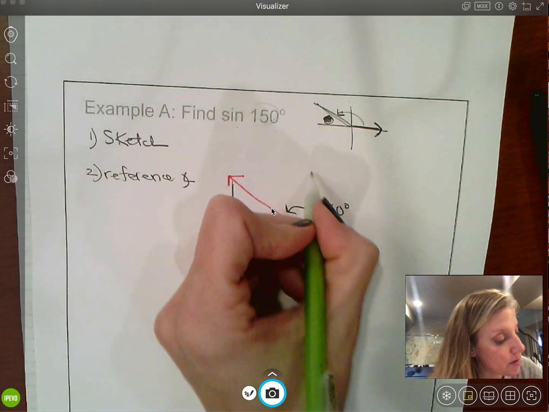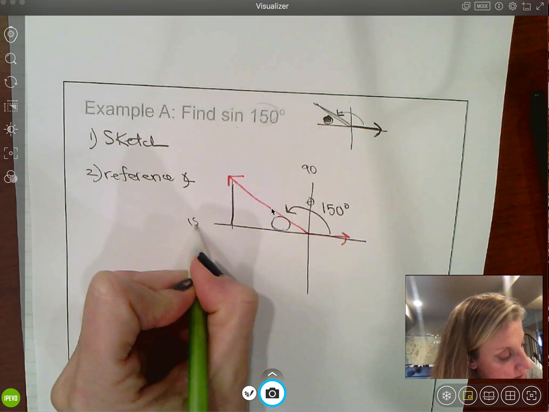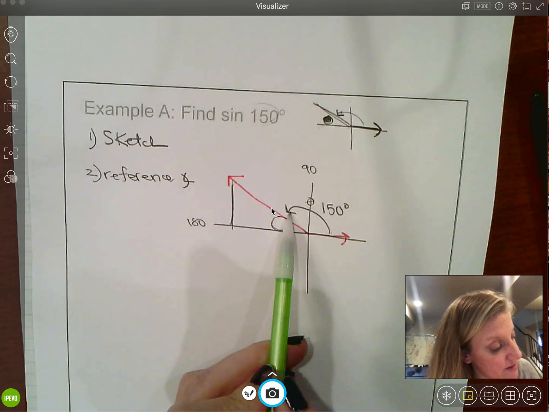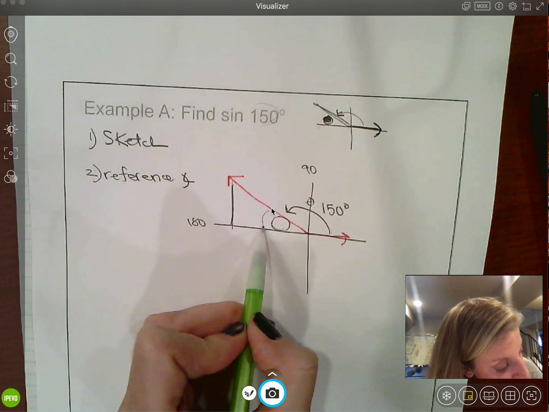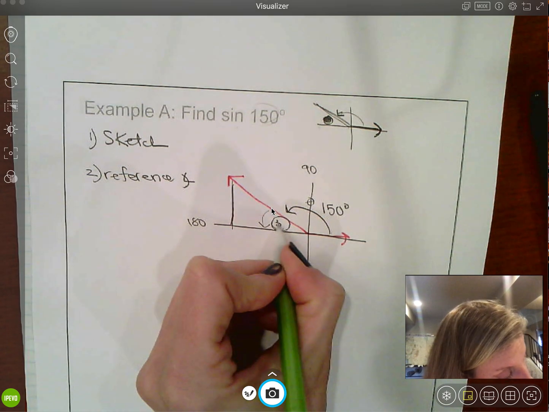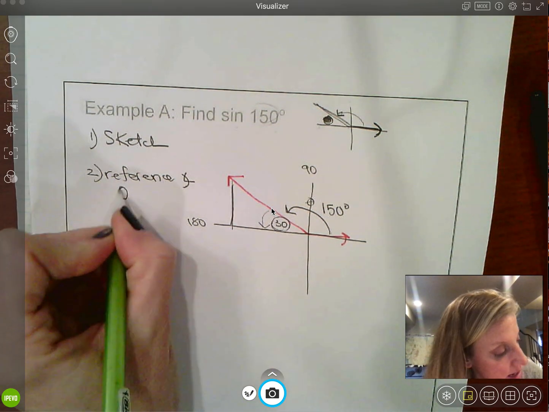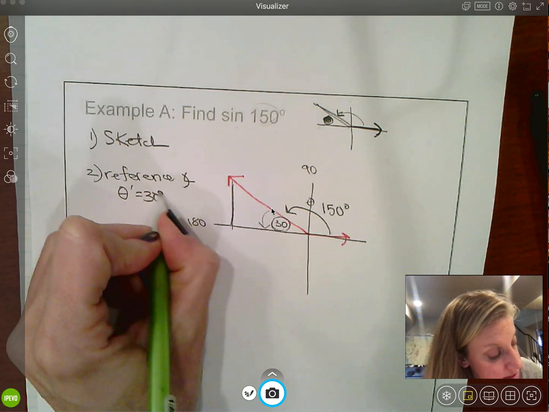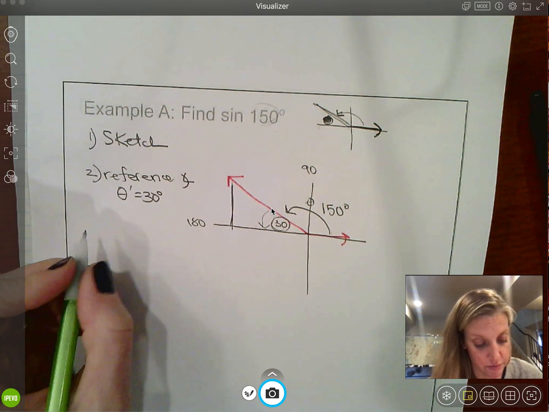And let's think about it. Hopefully, without too much trouble, you can say, all right, if I've gone 150, how much more do I have to go to get to that 180? It would be 30. So my reference angle is 30 degrees. That's going to help me find the sine of 150.